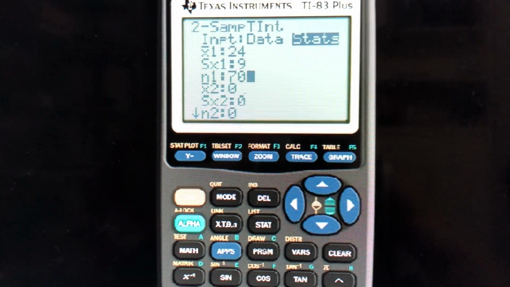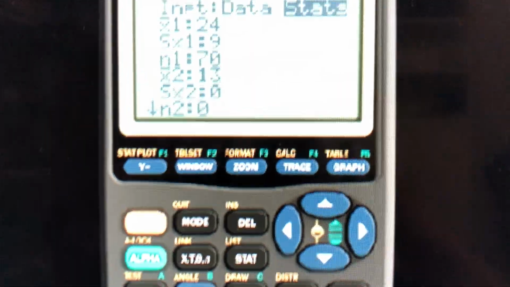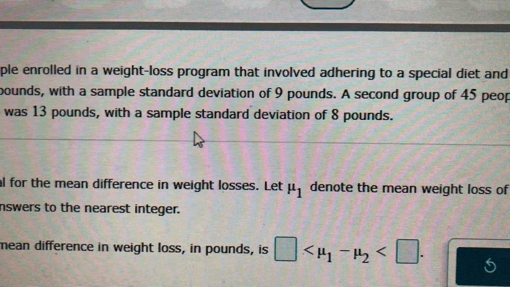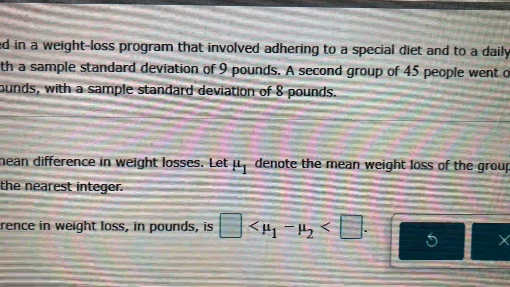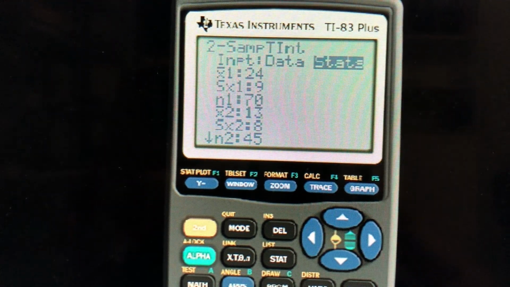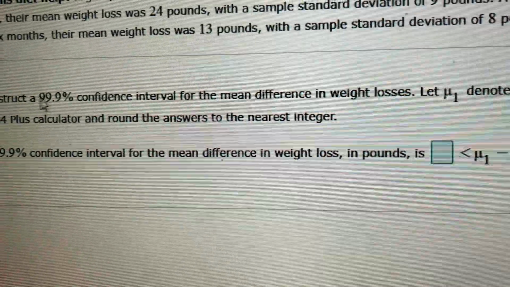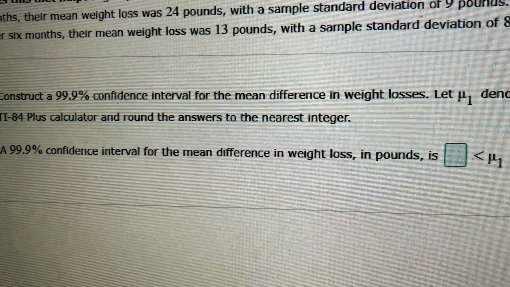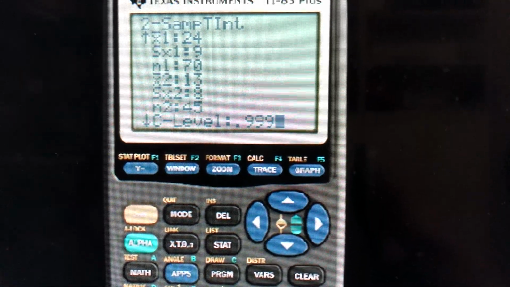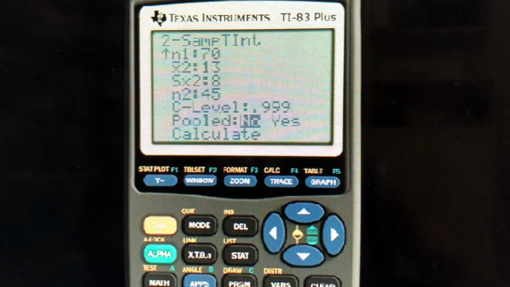And then the second sample average was only 13 instead of 24. See, that seems it's almost half of it. So that seems to be a significant difference. 13. This sample standard deviation is 8, and it was a group of 45 people. So 8 and 45. And then how much of a confidence level are we doing here? Construct a 99.9% confidence interval, 99.9. So C level is 0.999. And then pooled no or yes, but this one's always no.